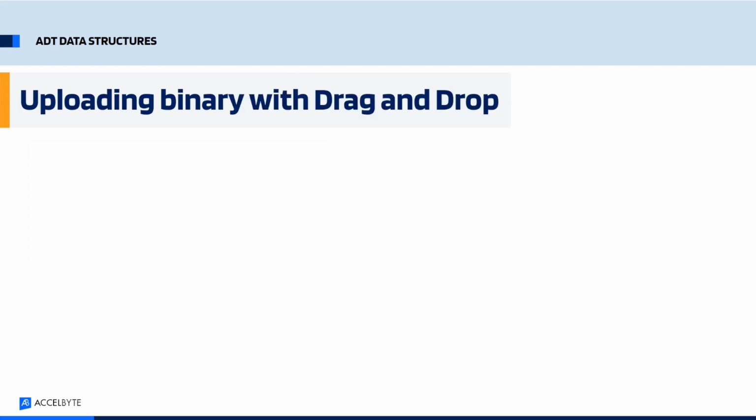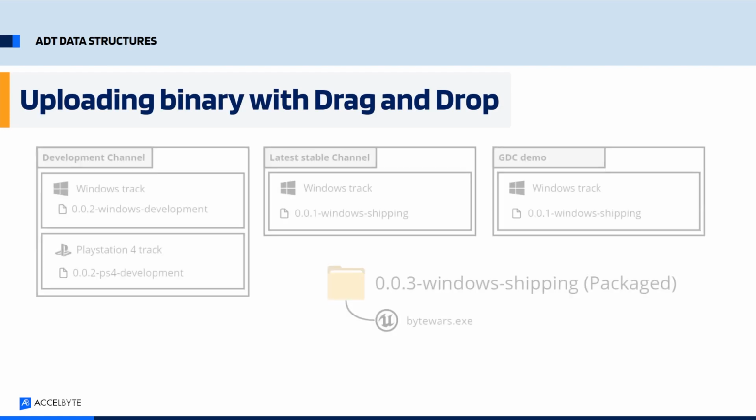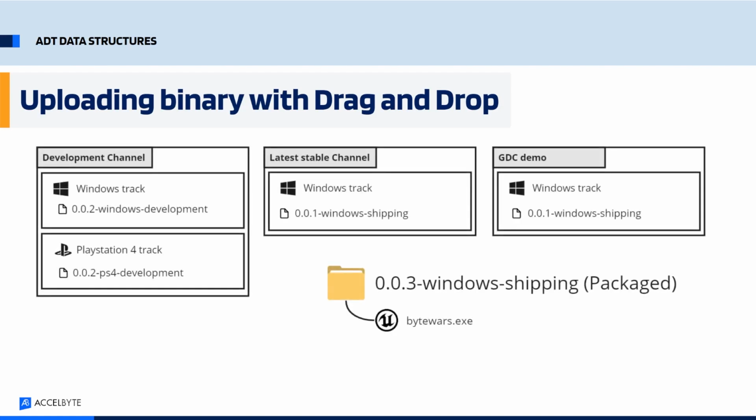We can also upload the game binary via drag and drop. In this example, we want to replace our Windows build version 001 with the new stable version 003. To do this, we just need to drag and drop the folder to the track. It will go through all the processes of creating a new version, registering the build, and uploading the game binary to ADT, as well as updating the track with the 003 Windows shipping build. The previous build will be kept in the track history, so whenever we want to roll back to the previous version, we just need to check the track history and choose the previous build as the head for this track.